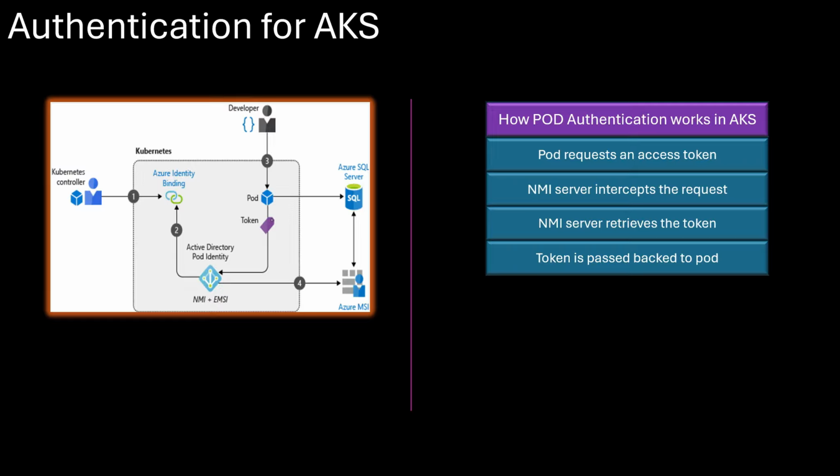Overall, to keep your AKS cluster secure and compliant, you should use Microsoft Entra ID for centralized authentication management. Enforce Kubernetes RBAC to restrict user permissions within the cluster. Apply Azure RBAC to control access to AKS resources in your subscription. And use pod managed identities to enable secure workload authentication without exposing static credentials. By implementing these authentication strategies, you ensure that your AKS environment remains secure, manageable, and compliant with enterprise security standards.